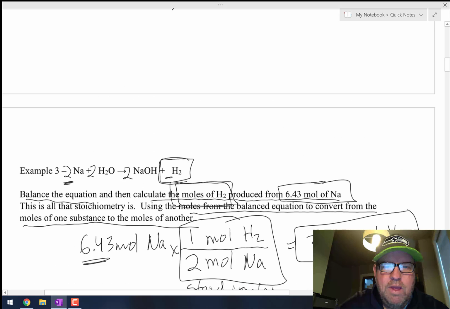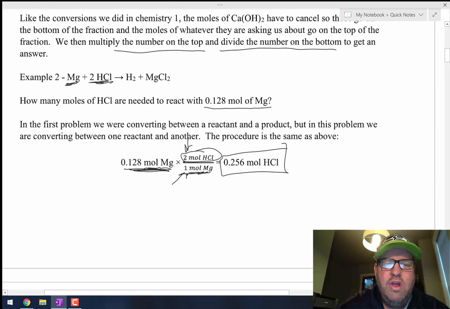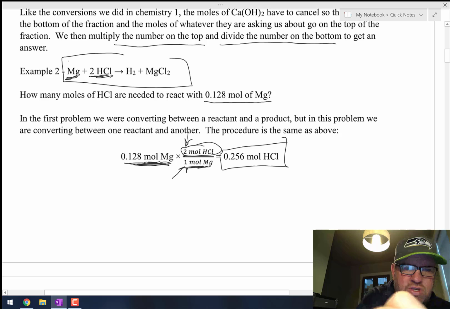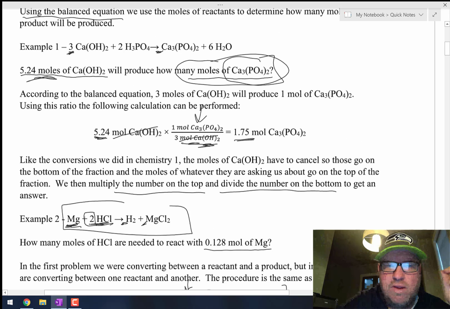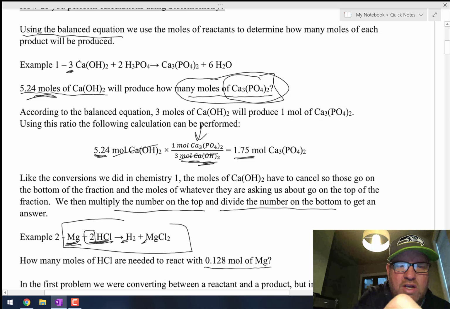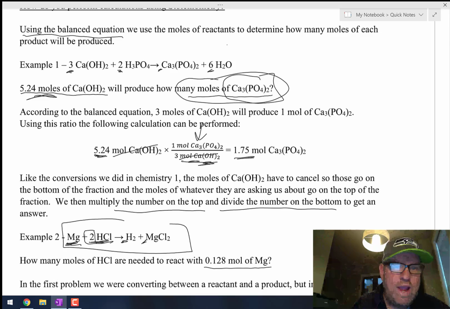Okay? So in all three examples that we've seen, we're using the balanced equation, and we're saying that, for example, back here in example 2, 1 mole of magnesium reacts with 2 moles of hydrochloric acid, making 1 mole of hydrogen gas and 1 mole of MgCl2, magnesium chloride. Okay, back here in example 1, same idea. 3 moles of calcium hydroxide react with 2 moles of phosphoric acid, making 1 mole of calcium phosphate and 6 moles of water. So we can jump from one thing to another.